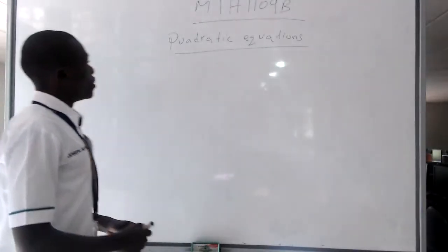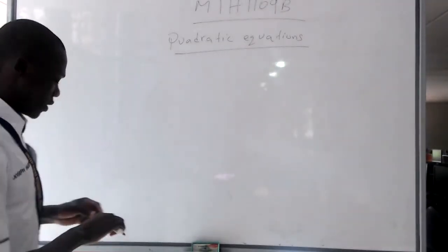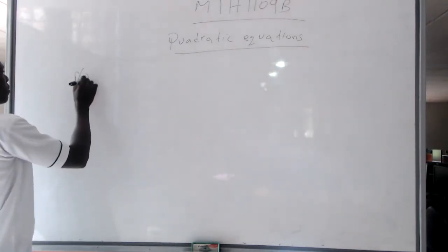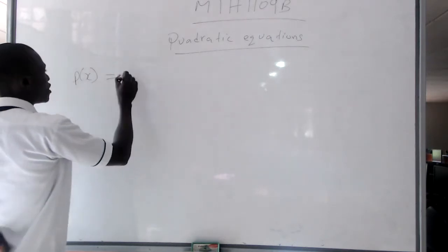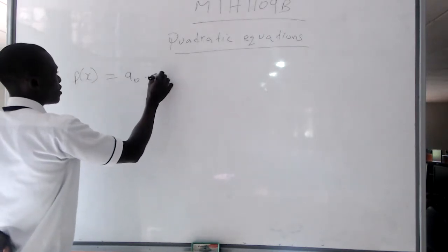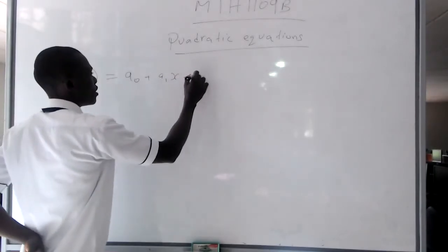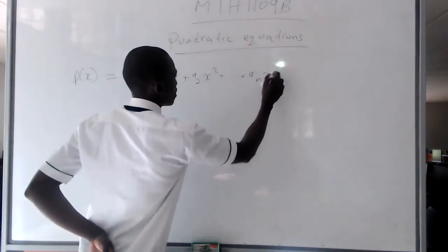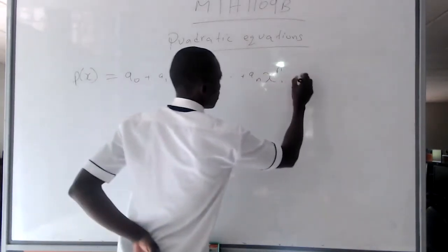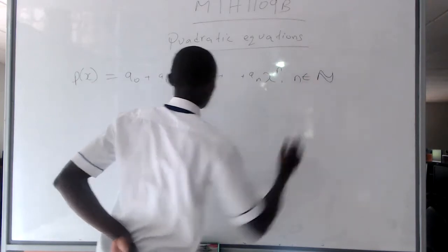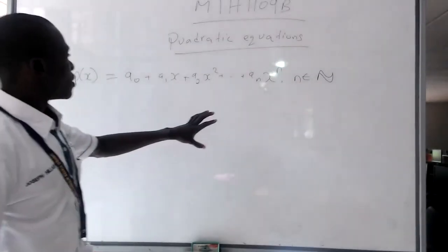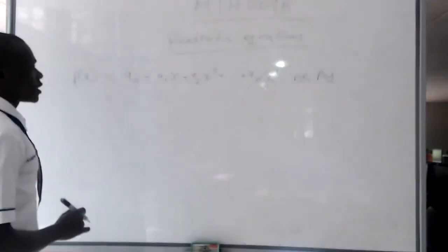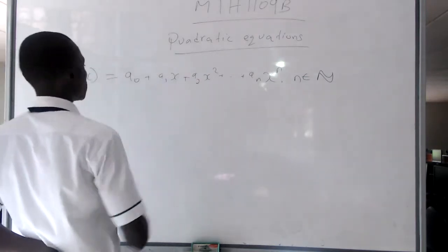Hello, so today we'll be looking at quadratic equations. Previously we have studied polynomials. A polynomial in X is simply an expression of the form A0 plus A1X plus A2X to the 2 all the way to ANX to the N, where N is a natural number or a positive integer. So this is a polynomial in X. You can also refer to it as an expression in X.